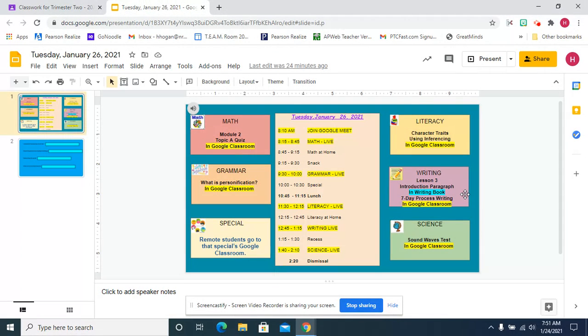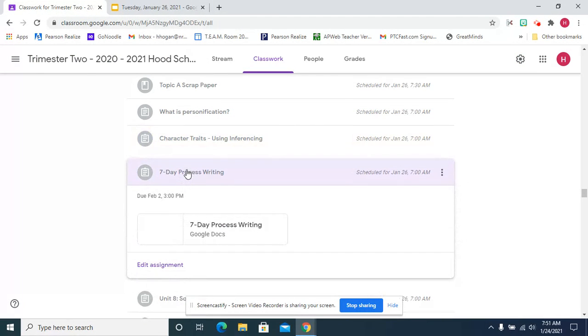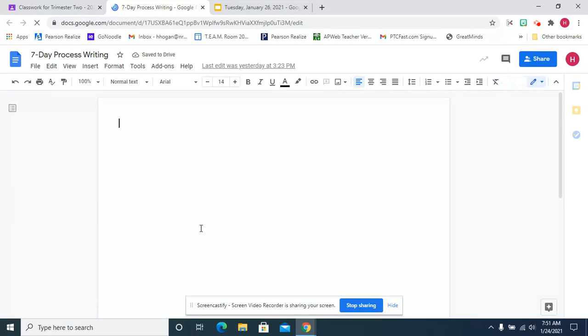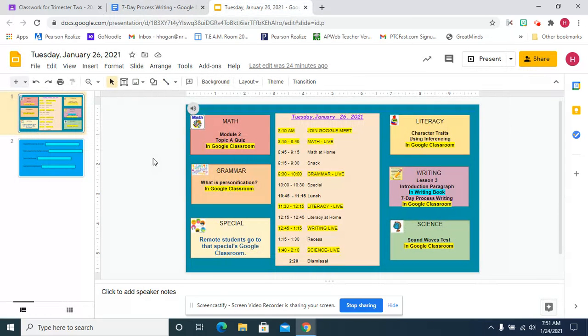Then for writing, yesterday you completed the informative pillar. Today we begin our 7-day process writing, and we're going to work on the introduction paragraph. We need a hook, and we need a strong introduction, as we know, maybe with a hypothetical anecdote. So you're going to have this blank Google Doc, and you're going to write your introduction today. We're going to continue with this document, adding in a paragraph at a time. After recess, you're going to take the sound waves test.